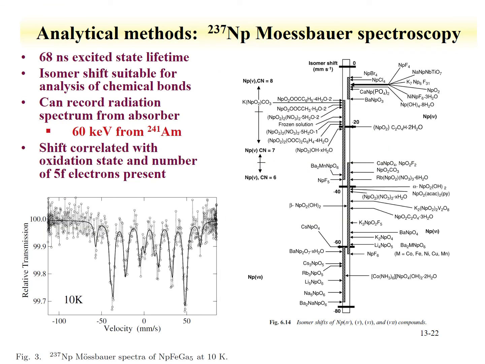A review of an analytical method we discussed during gamma spectroscopy is Mössbauer spectroscopy. So the excitation is done with americium-241. And this is just a review of what we've already discussed. It shows that one can identify different species of neptunium through its Mössbauer spectrum.